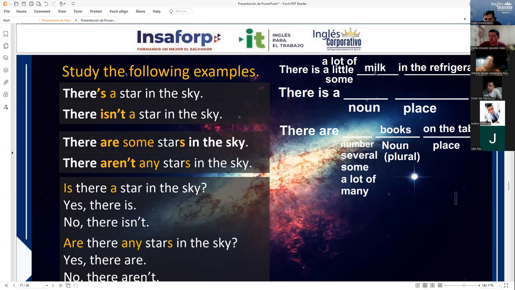There is a lot of milk in the refrigerator. There is a little milk in the refrigerator. There is some milk in the refrigerator, right? Okay. There is a book on the table. There's a book on the table.